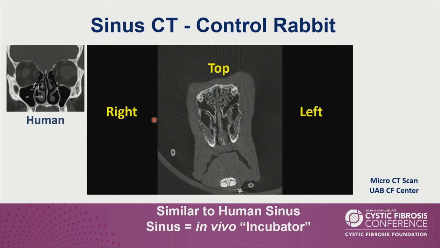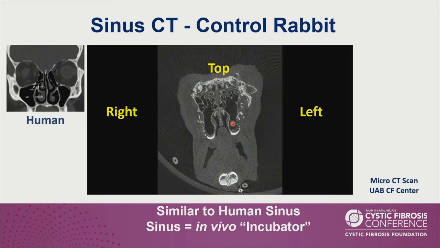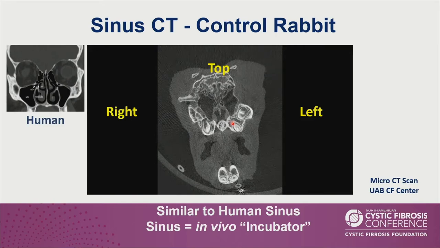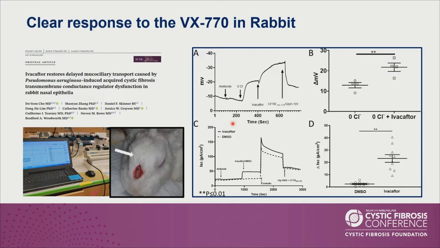In these sinuses, you can work with the sinus as a kind of in vivo incubator. So I can incubate any bacteria there and see the host and microbe interaction in these sinuses. A great thing about the CF rabbit is that the rabbit responds to a lot of therapeutic drugs. A lot of murines don't respond to VX-770 or other therapeutics, but the rabbit has a very good response to these drugs.